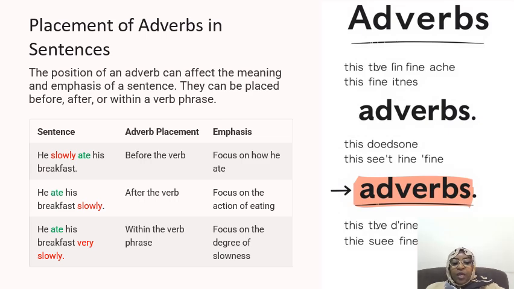Well, look at sentence number 3. He ate his breakfast very slowly. So, the adverb is placed within the verb phrase. So it focuses on the degree of slowness, which is very. Is it clear?